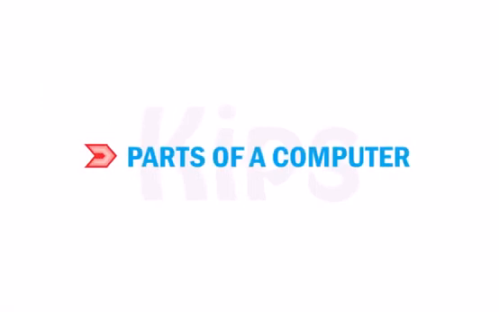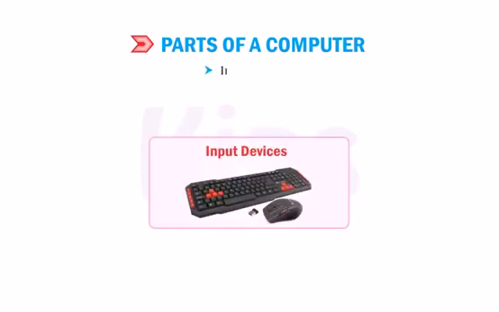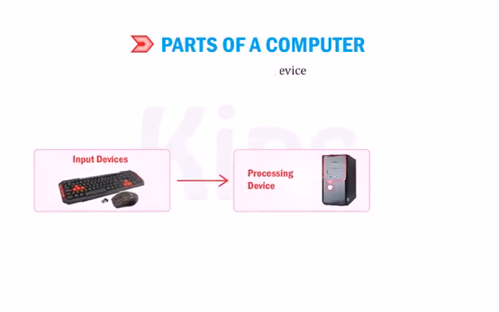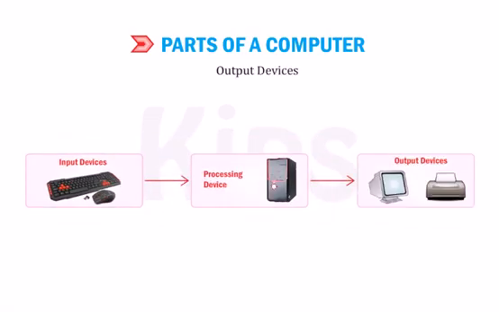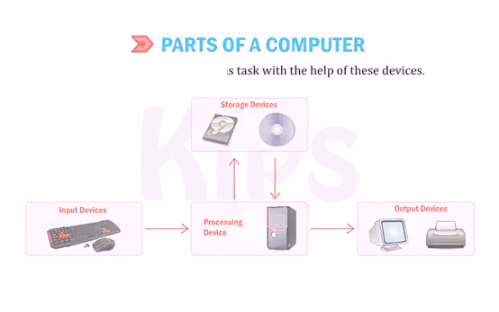Parts of a computer. A computer system is made up of four types of devices: input devices, processing device, output devices, and storage devices. These devices are connected with each other through wires. A computer performs various tasks with the help of these devices.